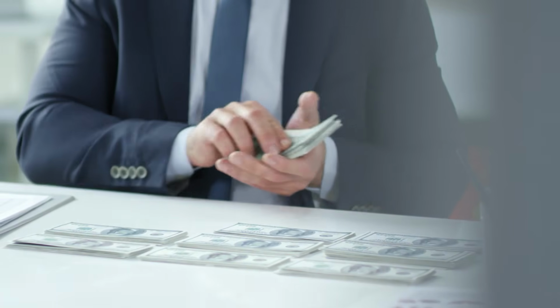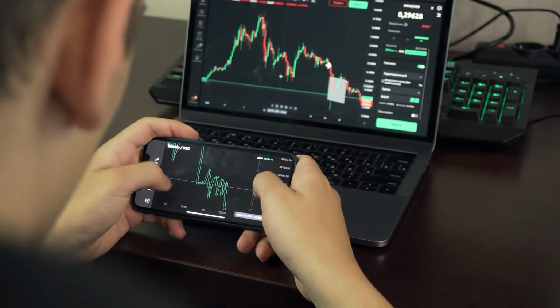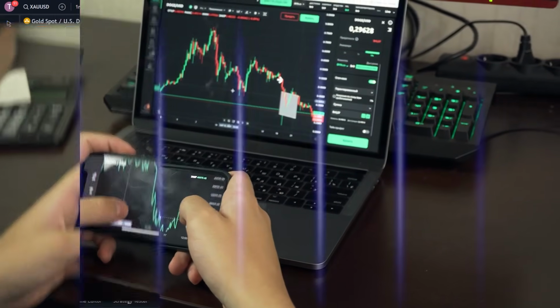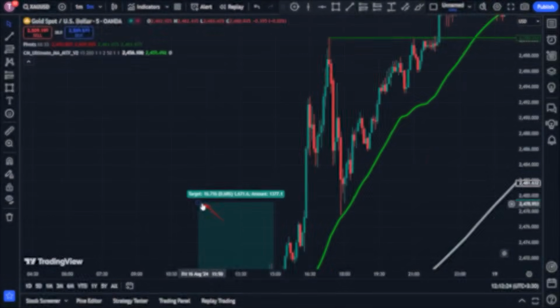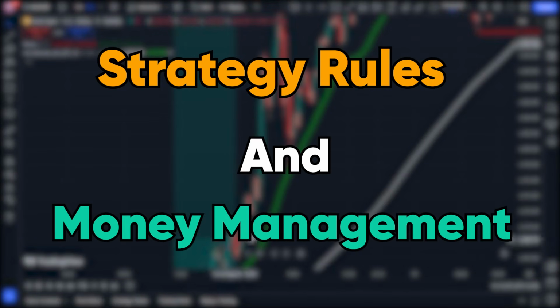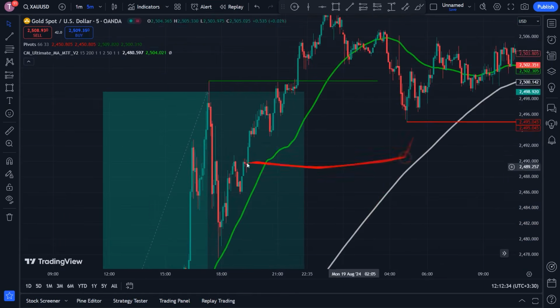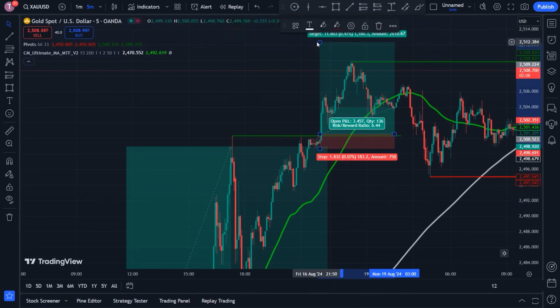I hope that by following money management rules, you can grow your capital with this amazing strategy and achieve great results. Remember that adhering to the strategy rules and following money management principles are two key aspects you should never forget.